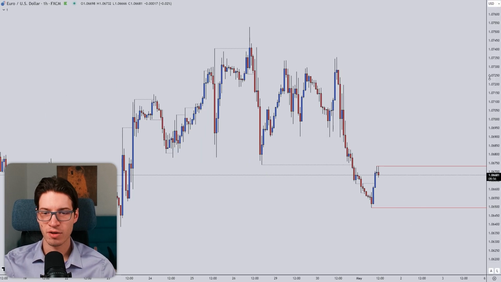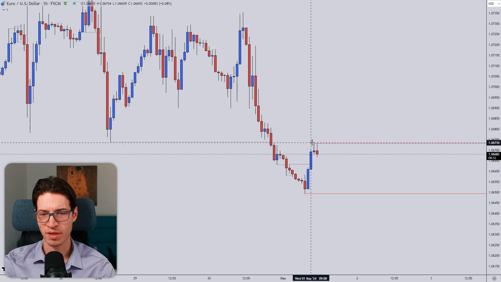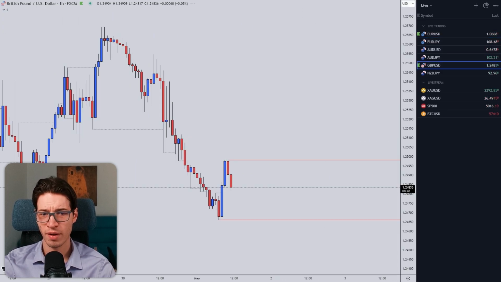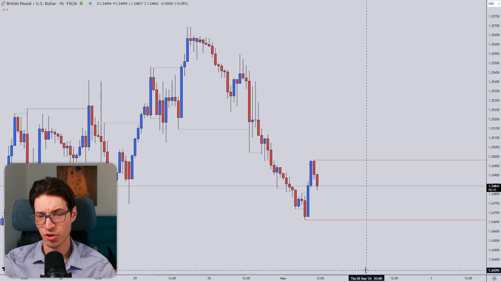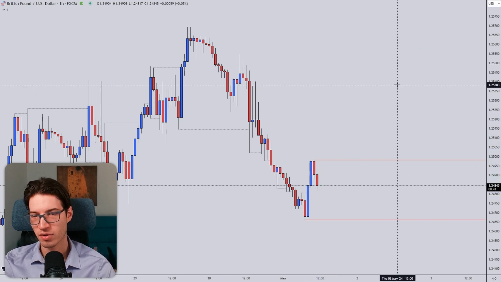On the watch list, it's gonna be EU and GU. EU not looking that promising, printing double wicks to the upside, not looking that good. GU showing a bit of selling pressure. Let's see if this can hit this level and then bounce off with momentum. So that's the game plan.